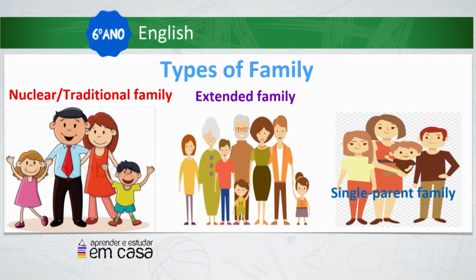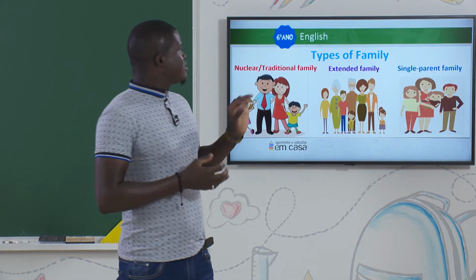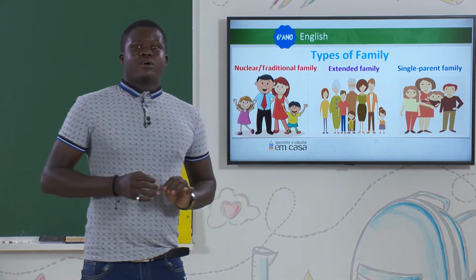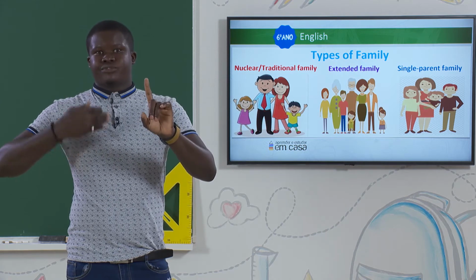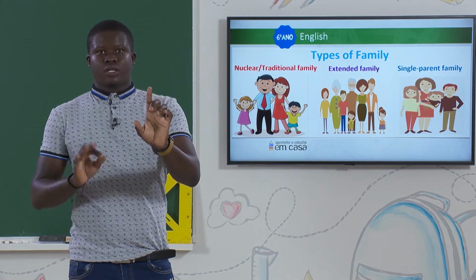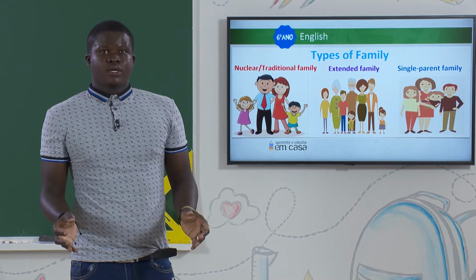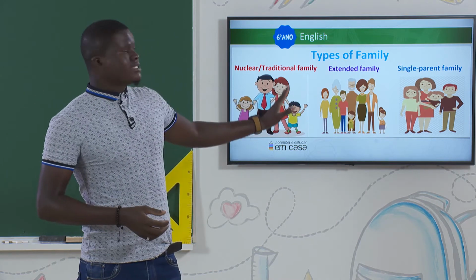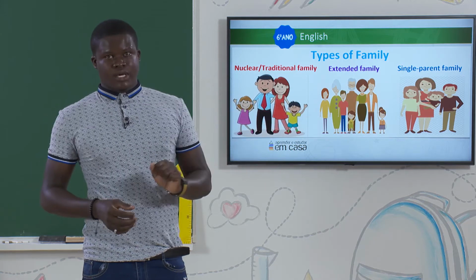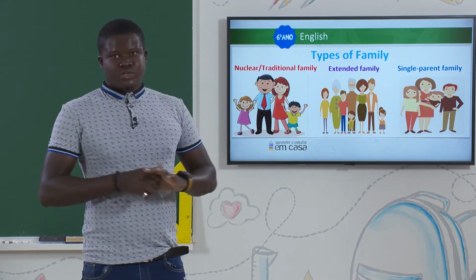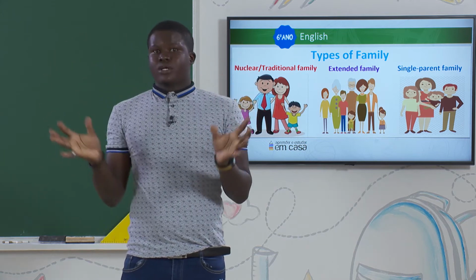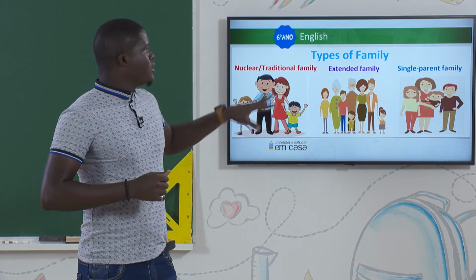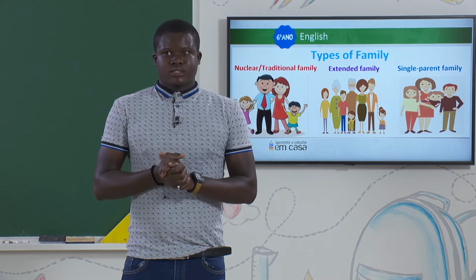And then we have the single parent family. What is a single parent family? Well, a single parent family is when we have one person responsible for the family. It could be a mother alone with the children, or it could be a father alone with the children. So this is called a single parent family. Okay? So these are some of the types of family that we have. We have others, but these ones are the ones that we are looking at.